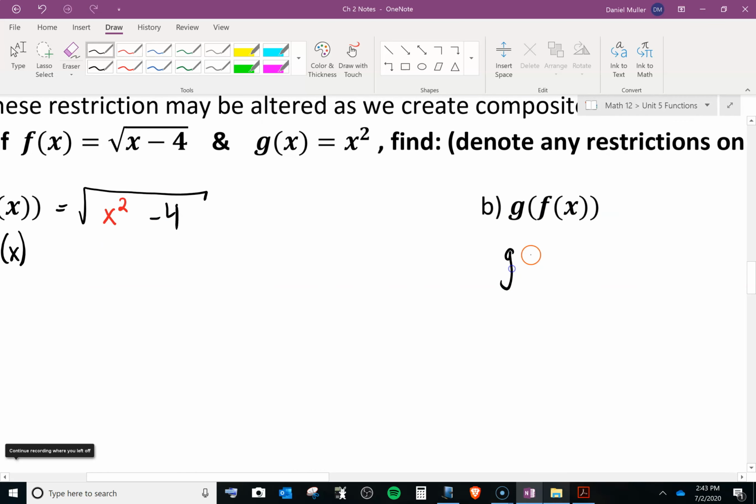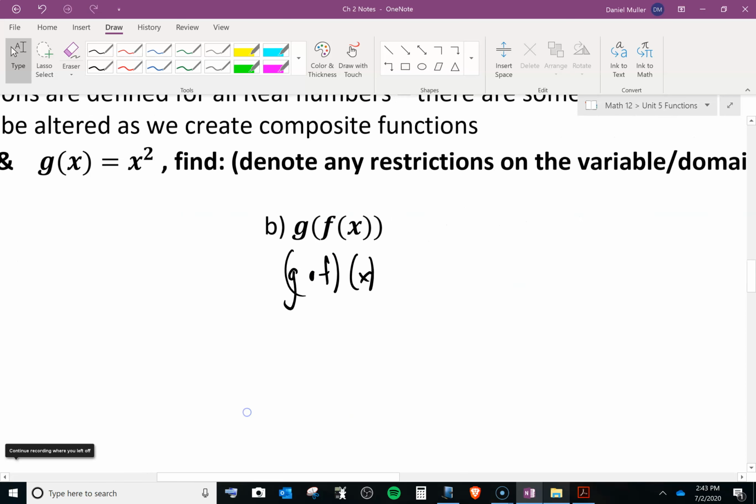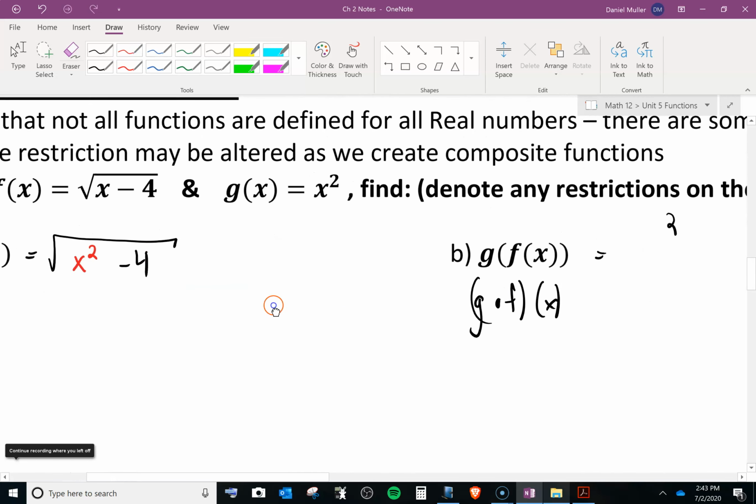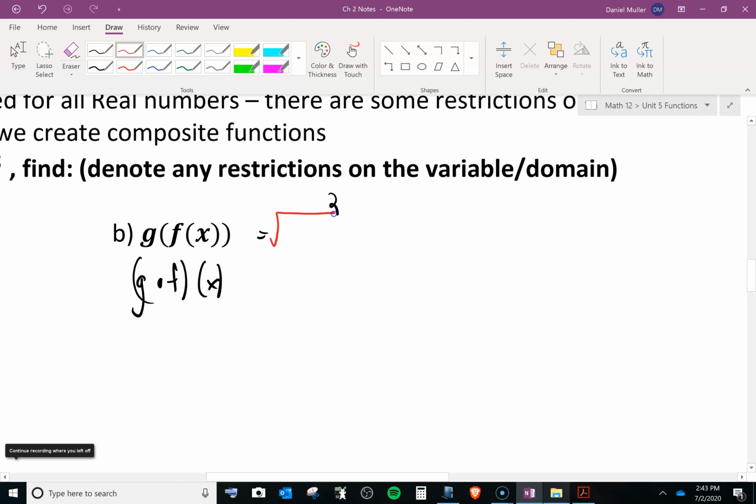Take this other example here. This is g of f of x. So you're taking g, which is x squared, and you're inputting f. There's a spot for an input right here, and f is the square root of x minus 4. Now, square and square root are right beside each other, so those can cancel, and you're just left with an x minus 4.